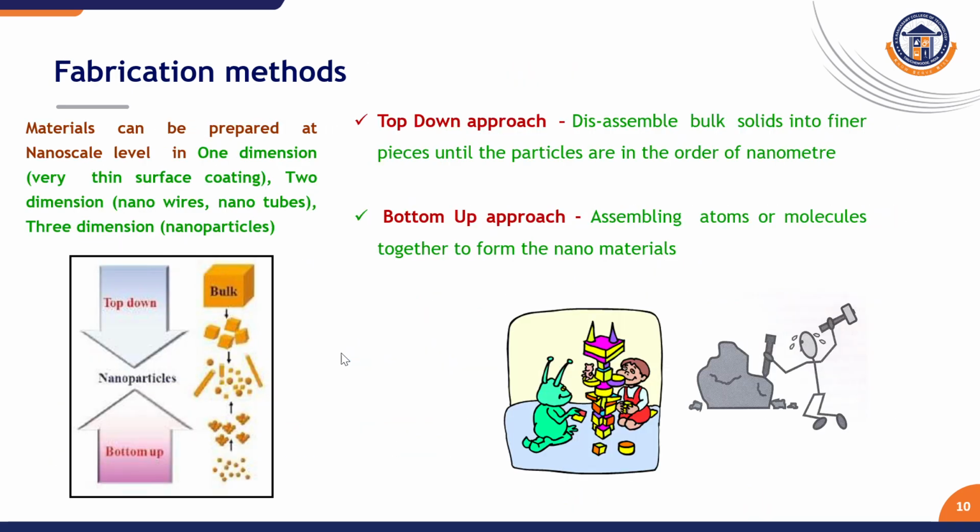Now let us see the fabrication methods. To create nanomaterials, we use two main approaches. One is the top-down approach and another one is the bottom-up approach. Top-down approach is breaking down bulk materials into nanoscale structures. Examples, lithography, ball milling. Bottom-up approach is assembling of atoms or molecules into nanoscale materials. Examples, sol gel, chemical vapor deposition. There is also a hybrid method combining both approaches. Each method is chosen based on whether precision, cost, or scalability is most important.